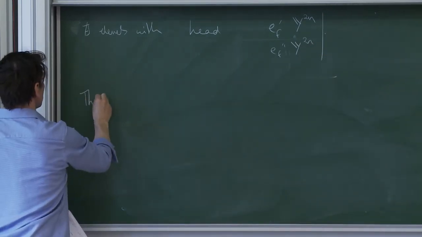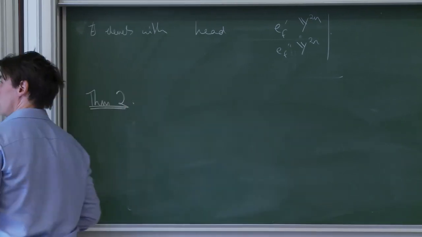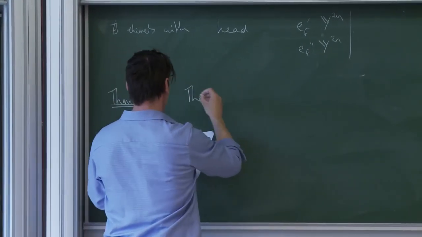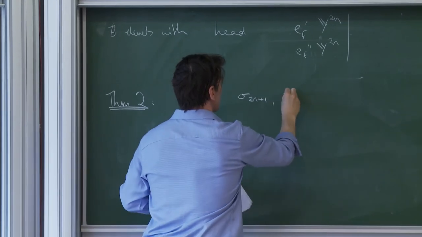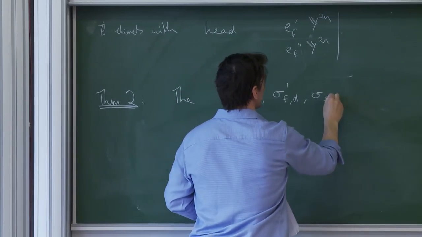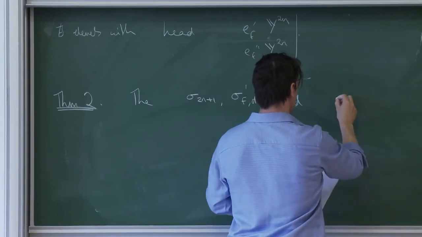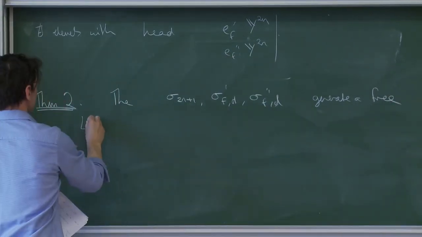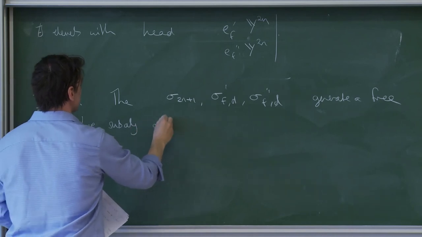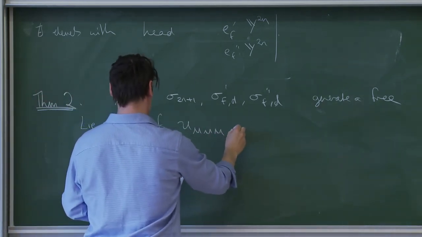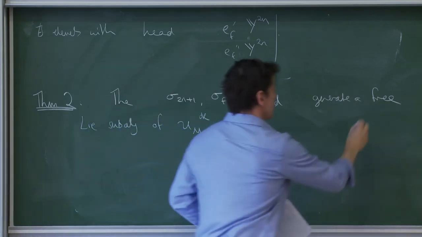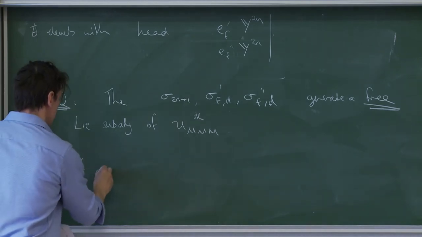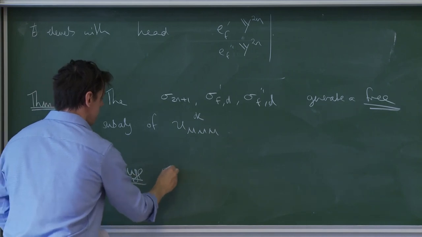Okay, then theorem two, which is an analog of the Deligne-Ihara conjecture in P1 minus 2 points, is that we can deduce freeness. The zeta elements and the modular elements generate a free Lie subalgebra. So this is great because it means that the corollary is that there exists a huge supply of mixed modular motives.